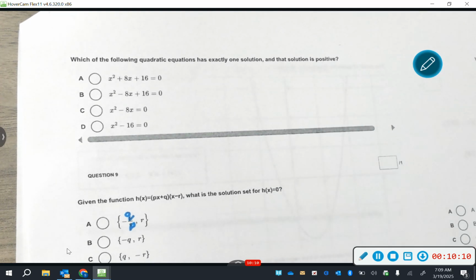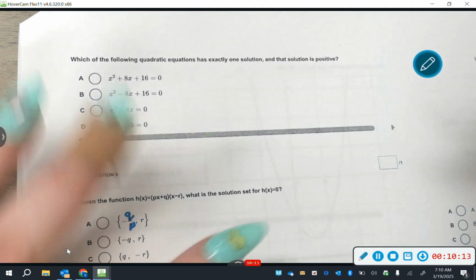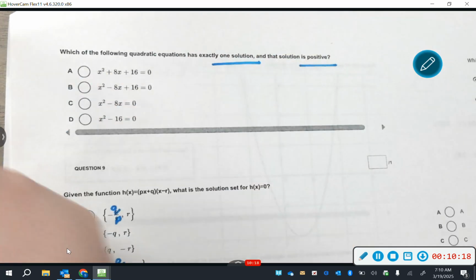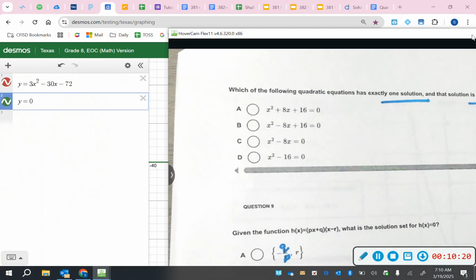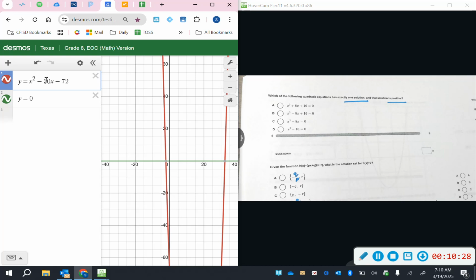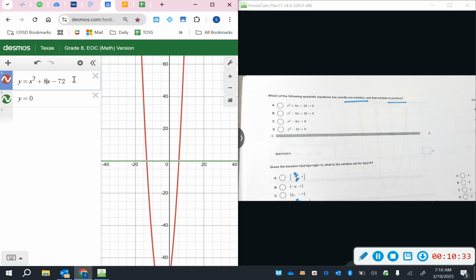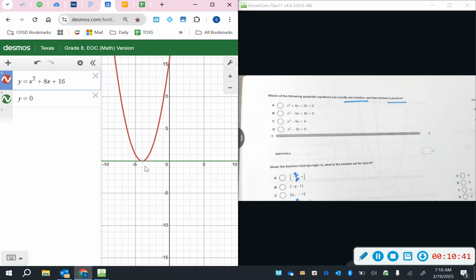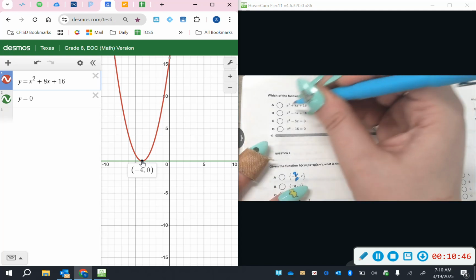Okay, which of the following has exactly one solution and that solution is positive? All right, let's go calculator this up. I don't want to do that by hand. Okay, so let's change this to y equals x squared plus 8x plus 16. And I already have my y equals 0 in there. It does only have one solution, but it is at -4. It's not positive. A is out.